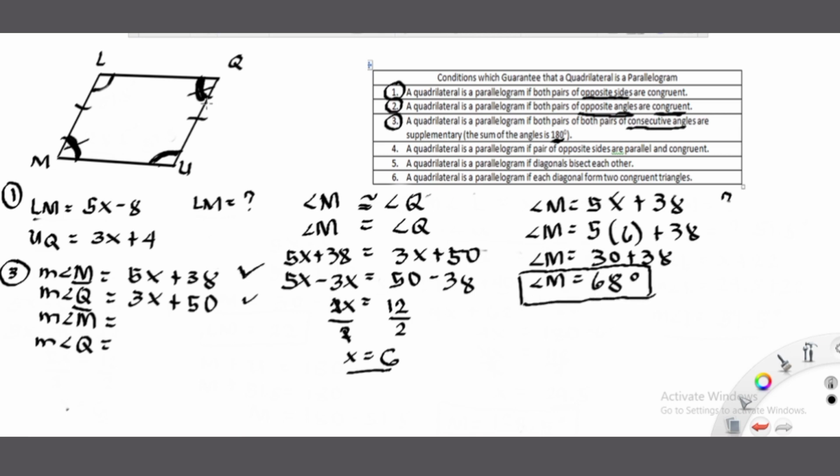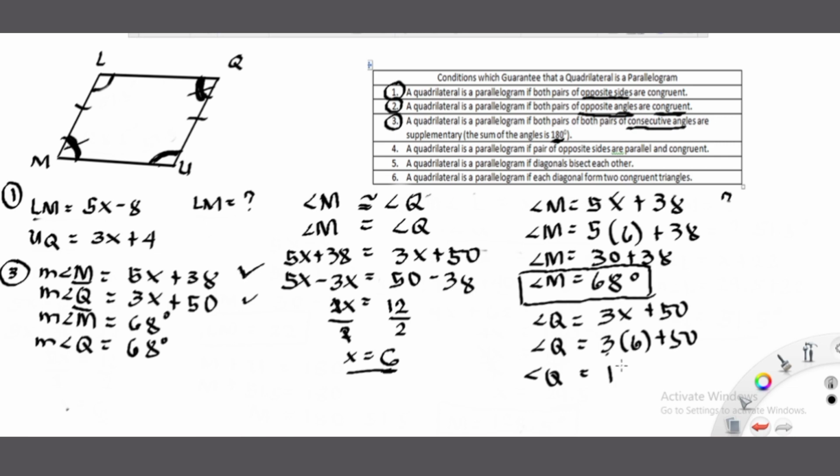And since angle M and angle Q are congruent, ibig sabihin, since angle M is 68 degrees, ang angle Q din daw ay 68 degrees. Pero isolve natin for us to make sure. So the measurement of angle Q is ito siya, 3x plus 50. Substitute 6 to x. So this will become angle Q is equal to 3 times 6 plus 50. So angle Q is equal to 3 times 6, that is 18 plus 50, which we know when we add is equal to 68 degrees. Just the same. Alright? So that is all about the sides and the angles of a quadrilateral.